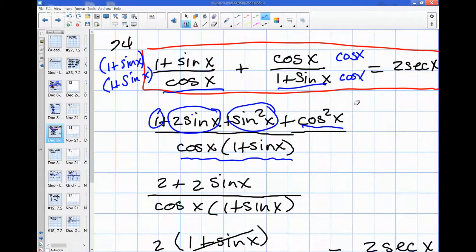Now, can we simplify the top at all? You recognize something special about this part right here? Hopefully you see that's an identity. Yeah, sine squared plus cosine squared always equals 1. So that's just a big fat 1. And 1 plus the 1 over here would give me 2. And then I still have this middle term, 2 sine x. So now, just by using this identity, I'm down to here.